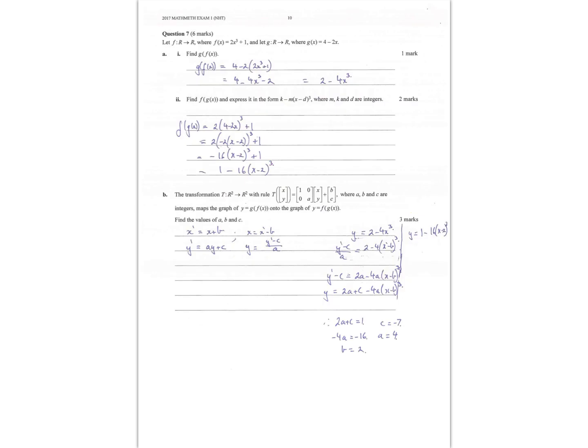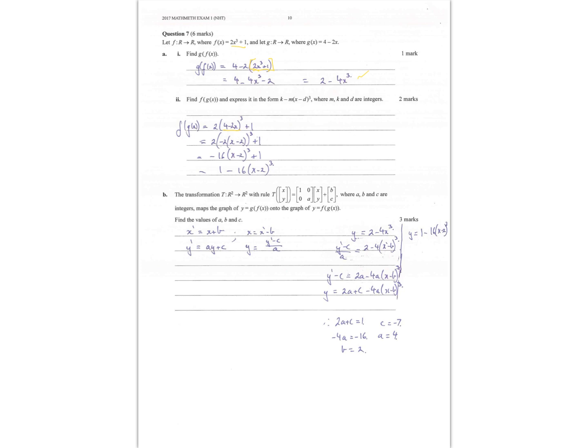So find the composite function g of f of x. So substitute f of x into g of x, where g is 4 minus 2x. So there's my 4 minus 2x, expand and group things, 2 minus 4x cubed. Find f of g of x now, the opposite, and express it in that form. So now I'm going to substitute g of x, 4 minus 2x, into x cubed.